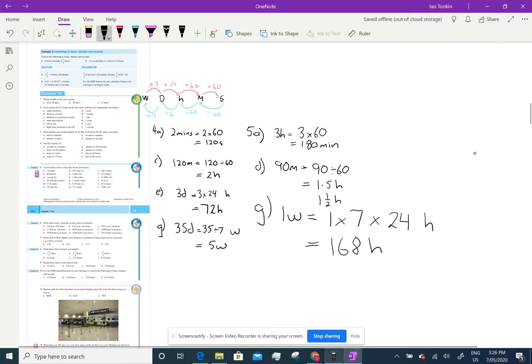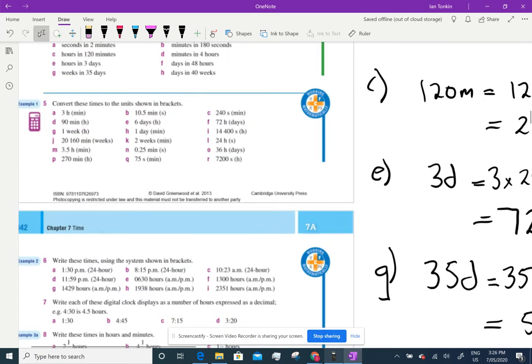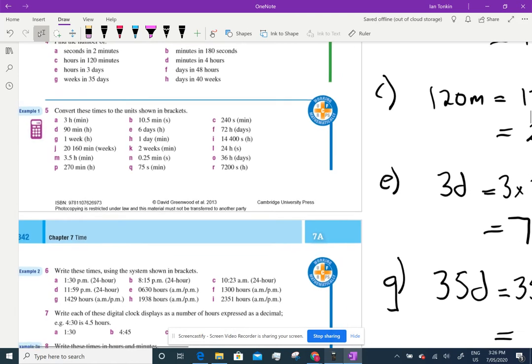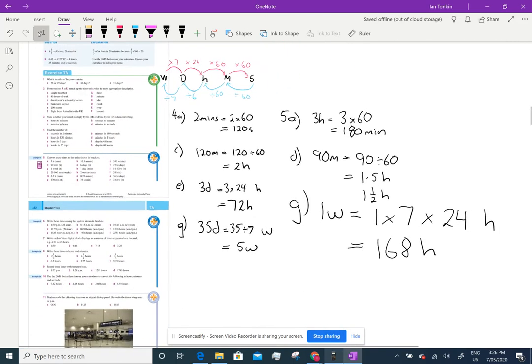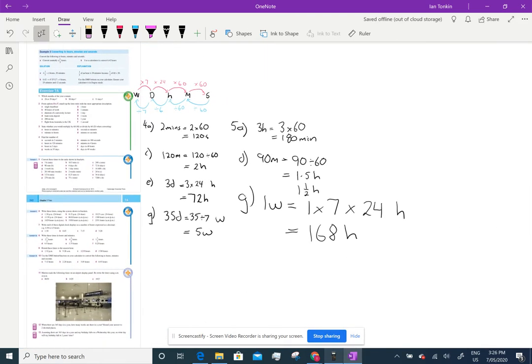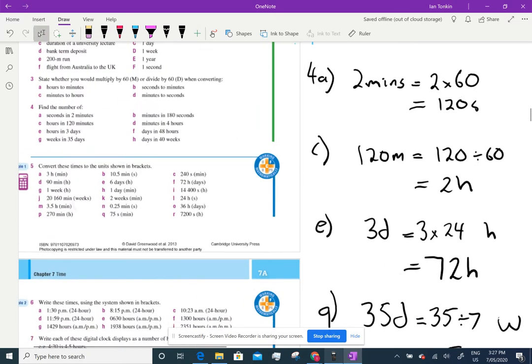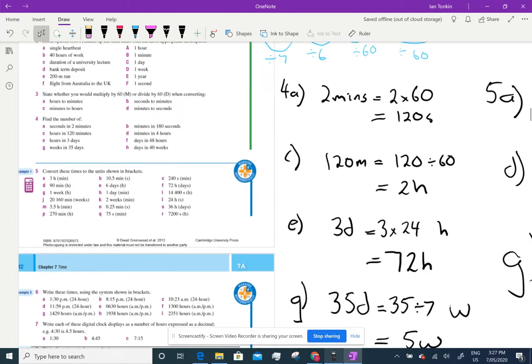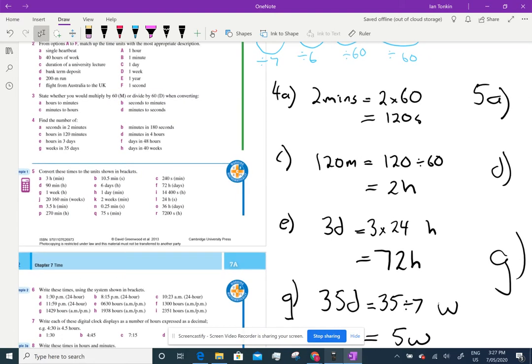168 hours in a week. Okay, let's have a go at M. 3.5 hours. What letter is it again? I didn't say that properly. M. Oh no, I forgot J.